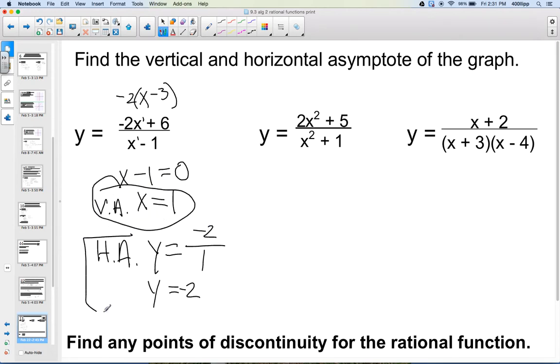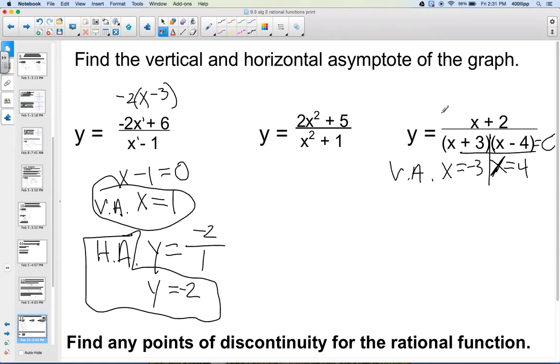Okay. Next one, we could do this one here. So for our vertical asymptotes, we'll set the denominator equal to 0. The vertical asymptotes will be at x = -3 and x = 4. That is an x there. And those are the vertical asymptotes.